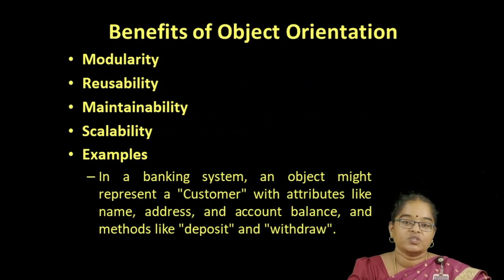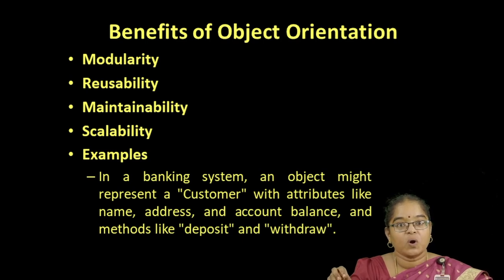Next, benefits of object orientation. First one is modularity. In object-oriented analysis and design, the programs are designed in a modular manner. For example, in a factory, many departments are there. Each and every department is considered as a module. Just like that, purchase module, production module, sales module, marketing module. Like that, module-wise program codes are prepared.